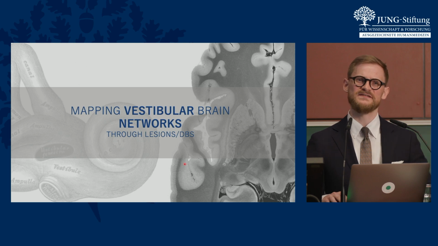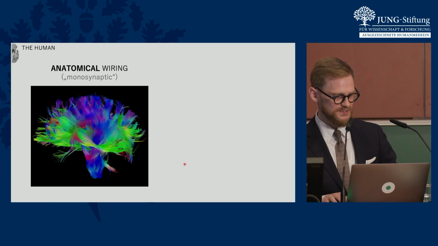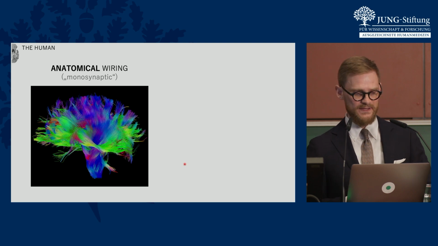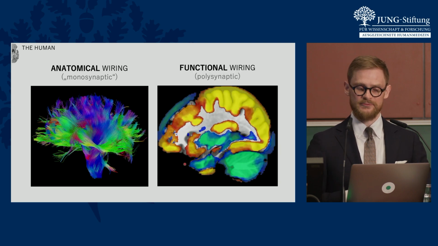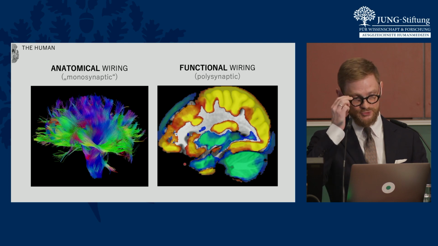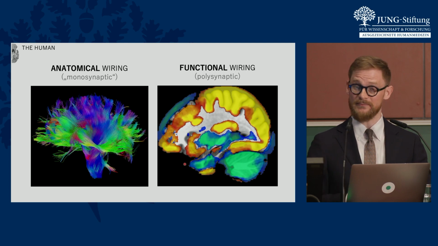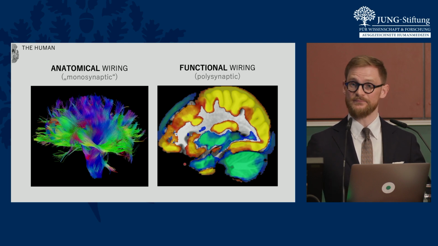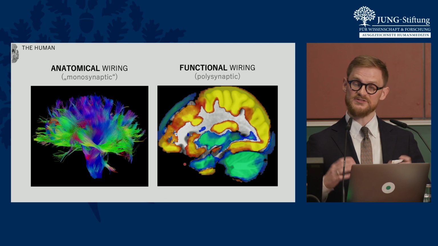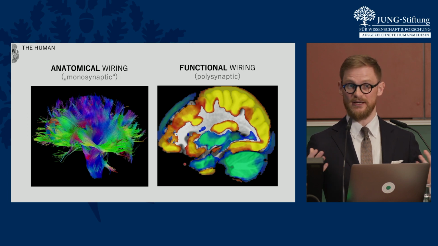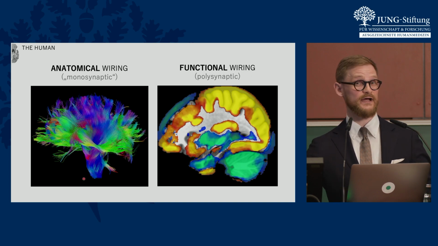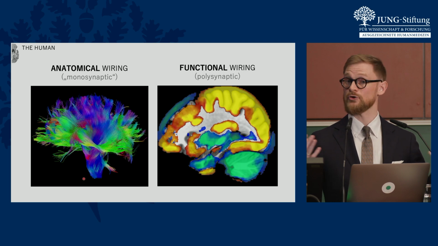So how can we map vestibular networks? For this I need to tell you a little bit about the human connectome. Using advanced neuroimaging methods such as diffusion tractography or functional MRI mapping, we are now able to map the large-scale connectivity of the human brain. And these resources have been made possible by large-scale efforts in several centers in the world, and now we have some sort of a normative wiring diagram of the brain, of a normal brain.